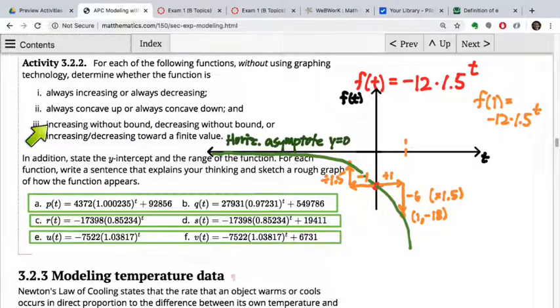And then would we say it's increasing without bound, decreasing without bound, or increasing or decreasing toward a finite value? It's decreasing without bound. We know it's decreasing because that was our answer to part 1. And it's decreasing without bound because the further out to the right I go, the further down my graph goes. There's no floor value down here that it never crosses. It just continues breaking through every floor down to negative infinity. So for this particular graph, we would say that it's decreasing, it's always concave down, and it's decreasing without bound. So that's how they're using the terminology here.